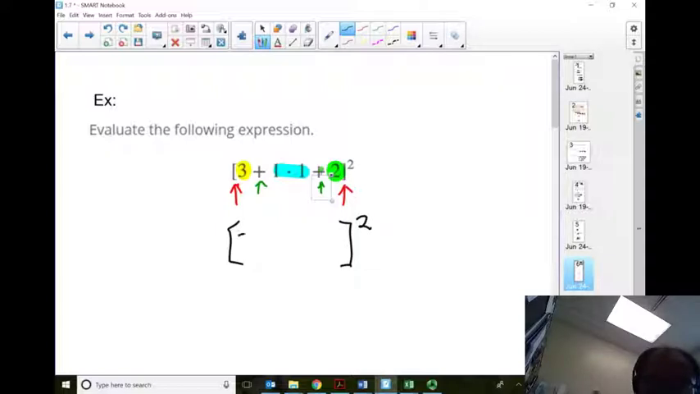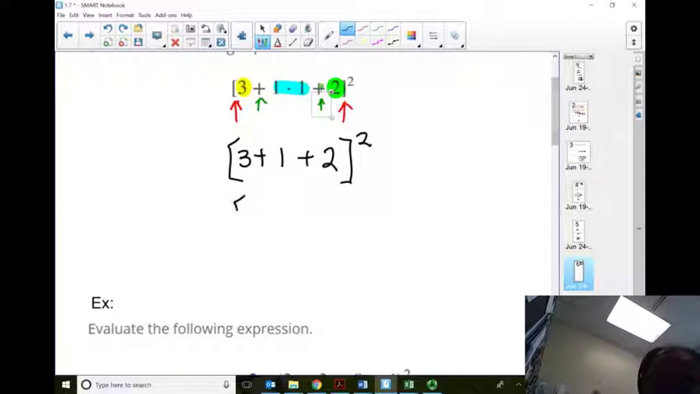So first term 3 still 3, no operation in that term. Plus, second term is 1 times 1, which is 1. Plus, this plus sign is still here. The third term has no operation, so it is still 3. All right, so let's add up what's inside the bracket. So this is going to be 6 in the bracket. Now the square on the outside, 6 squared, is 36.